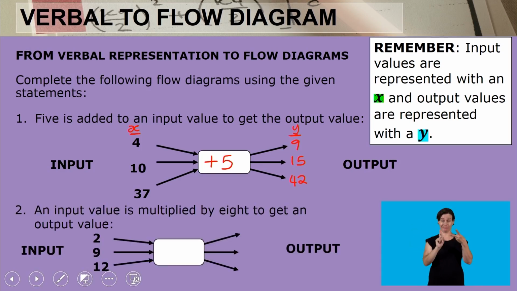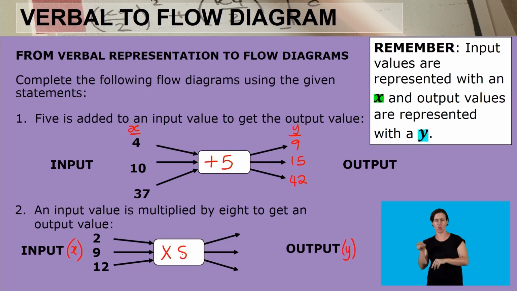The next question is also a flow diagram where we have been given the input values, and we know that those input values are represented by X, and now we are supposed to get the output values, and of course those are represented by a Y. So now our verbal representation says an input value is multiplied by 8 to get an output value. So our rule there is to multiply by 8. Let us take that rule and represent it in our flow diagram.